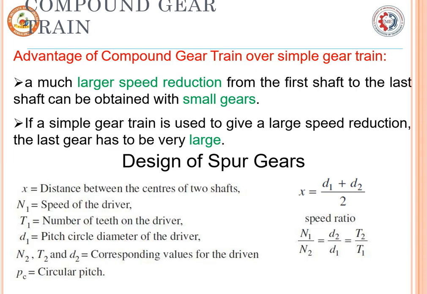What are the advantages of compound gear train compared to the simple gear train? There will be a large speed reduction from the first shaft to the last shaft, obtained with small gears. In the simple gear train, getting a large speed reduction is difficult. So like this, there is a difference between the simple and compound gear train.